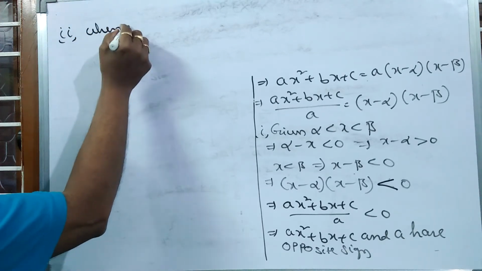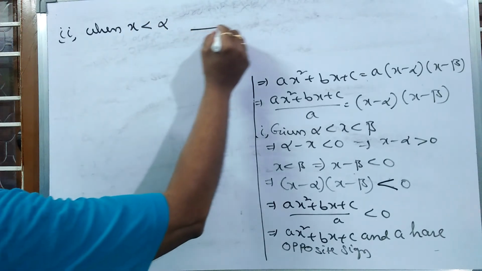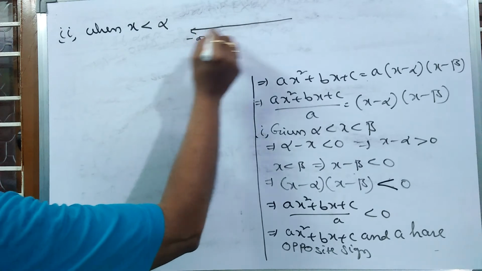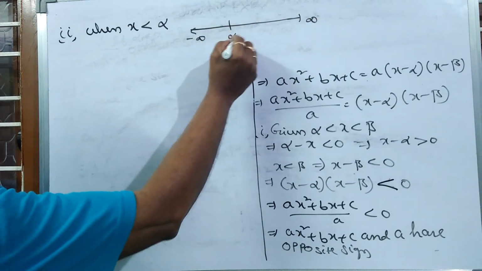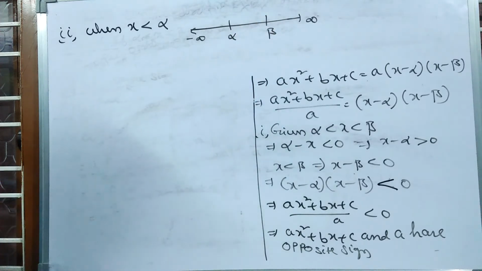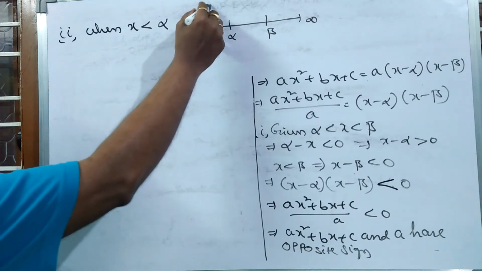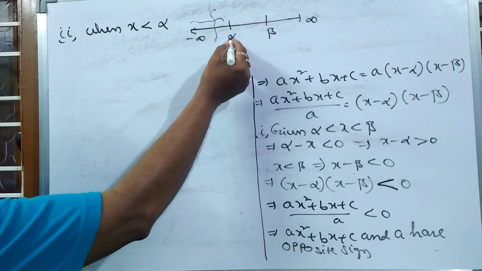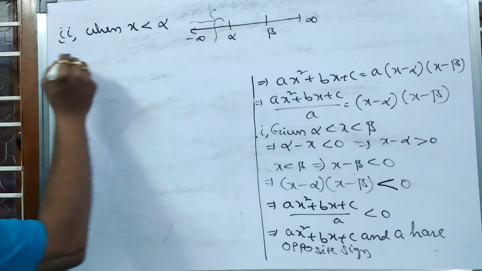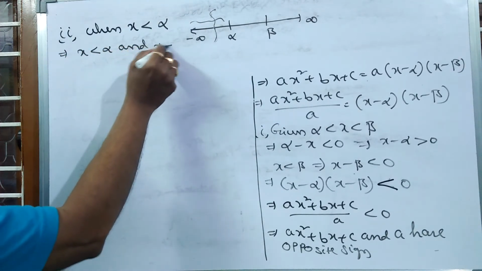In the second case, again we have two parts. When x is less than alpha, we already know that this is the real number line, minus infinity to infinity. Alpha lies here, beta lies here. Why? Because in the conditional theorem we are given that alpha is less than beta. So whenever x is less than alpha, x lies here, in this part. So x is less than alpha and also x is less than beta.